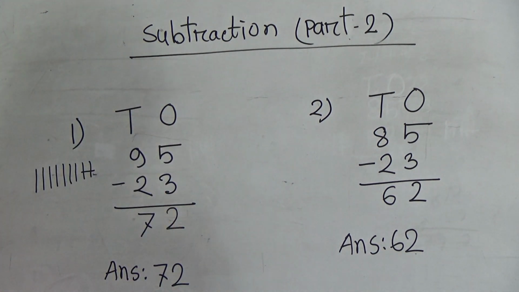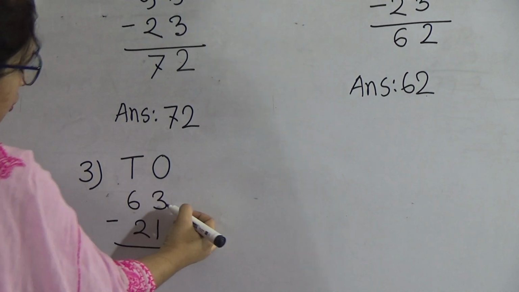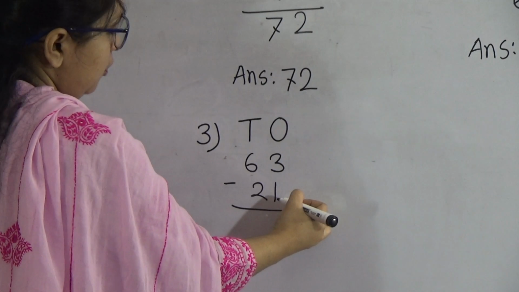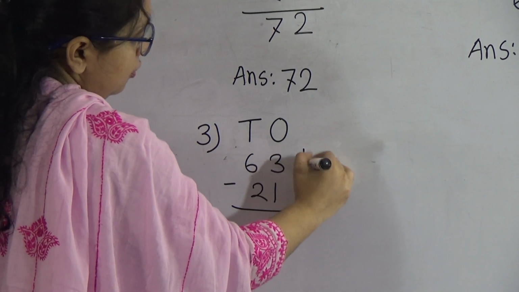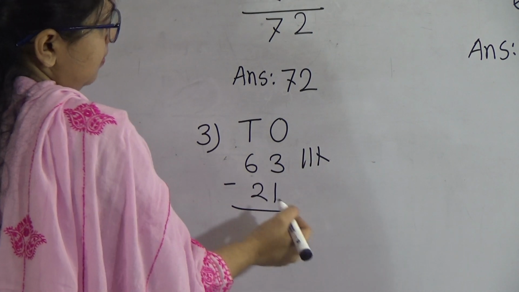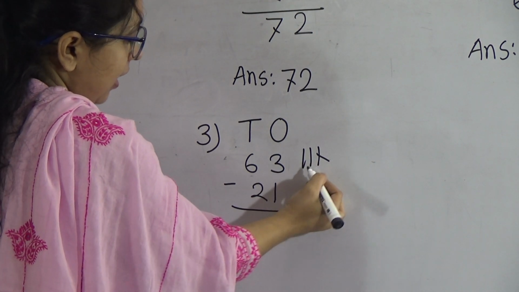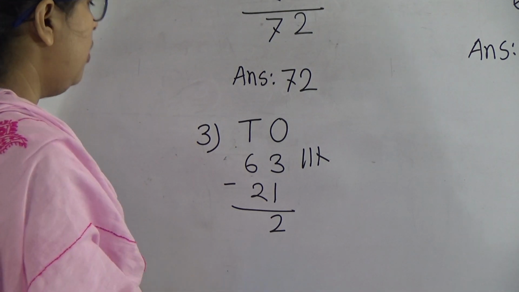Okay. Question number 3. Our ones position 3 and 1. So you take 3 sticks and take away 1 stick. How many sticks you have? 1 and 2. You write ones position is 2.